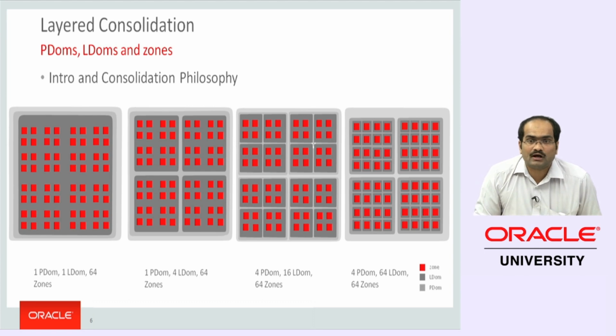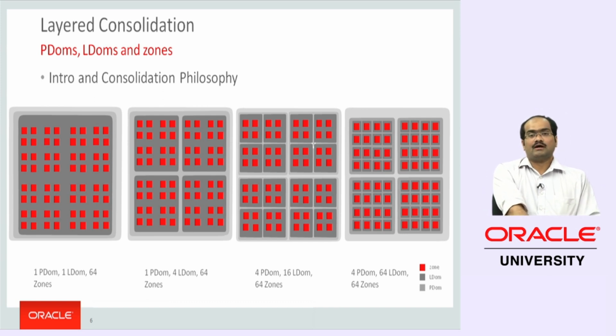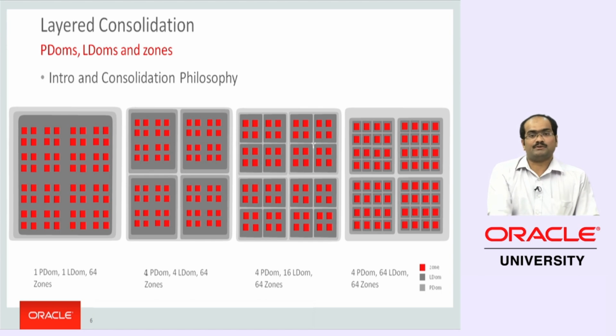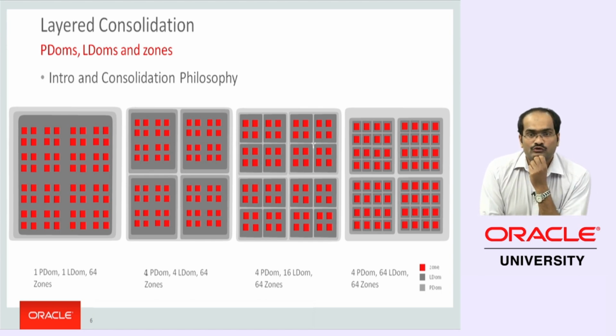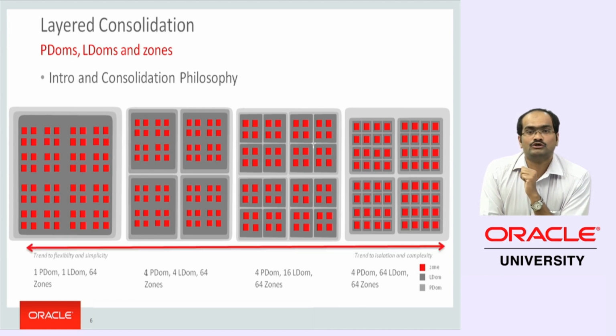The second picture from the right represents 4 primary domains, 16 logical domains and 64 zones, and the picture next to that gives 1 PDOM, 4 logical domains and 64 zones. So what is this picture representing? This is again split into 4 primary domains. The picture at the left gives a simpler configuration, and the picture at the right gives a more complex configuration. So what does it mean?